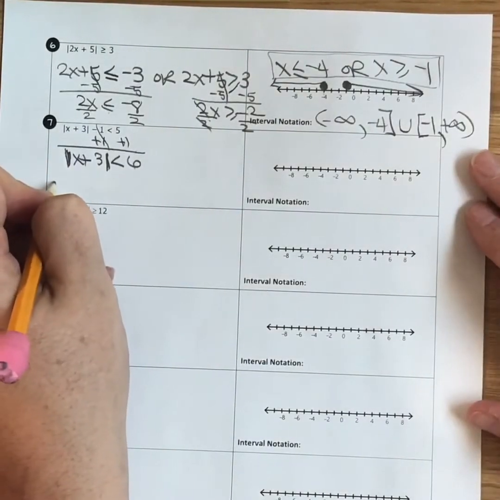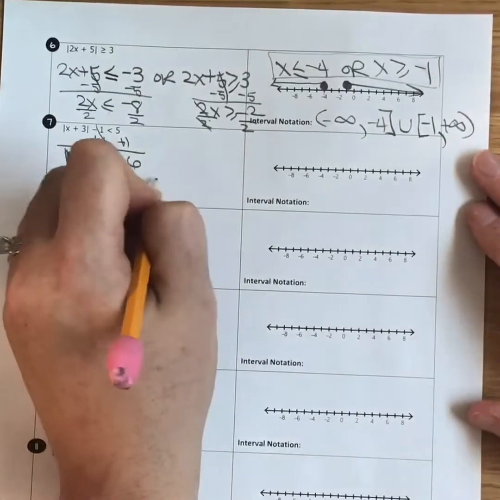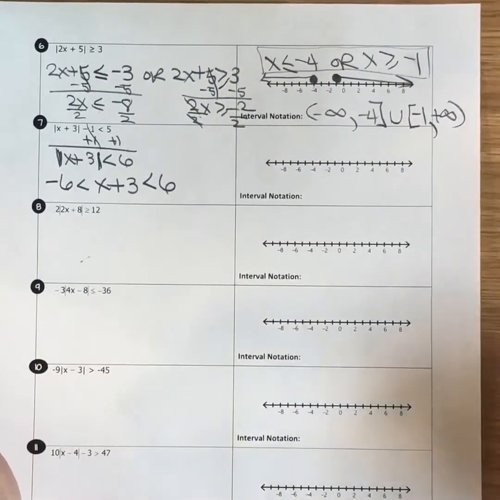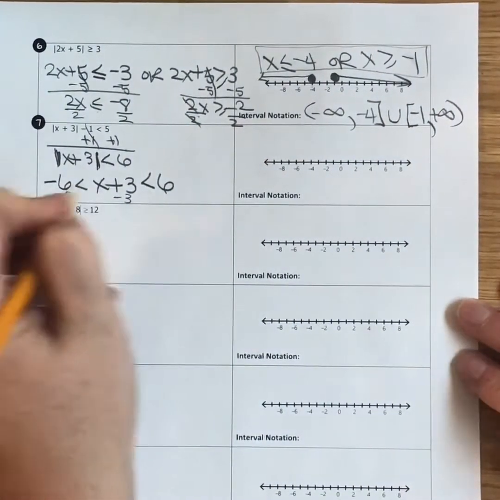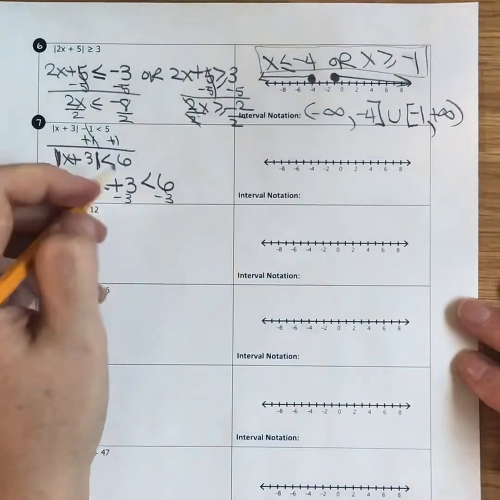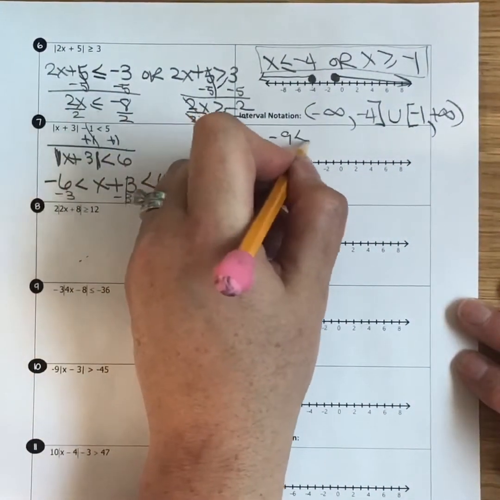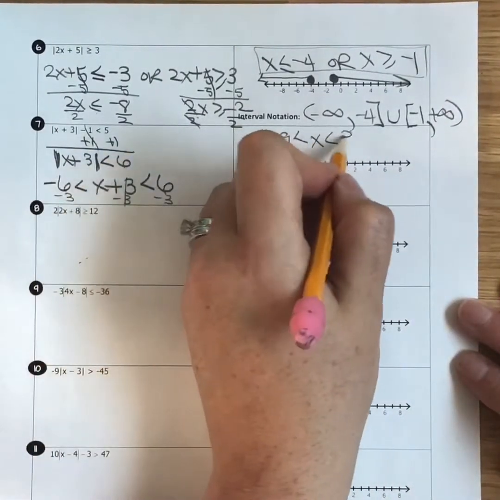So I write my less than sandwich as negative 6 is less than the stuff in the middle, which is x plus 3, is less than 6. And now all I have to do to finish solving for x is subtract 3 on the left, the center, and the right. So then we get negative 9 is less than x is less than 3.